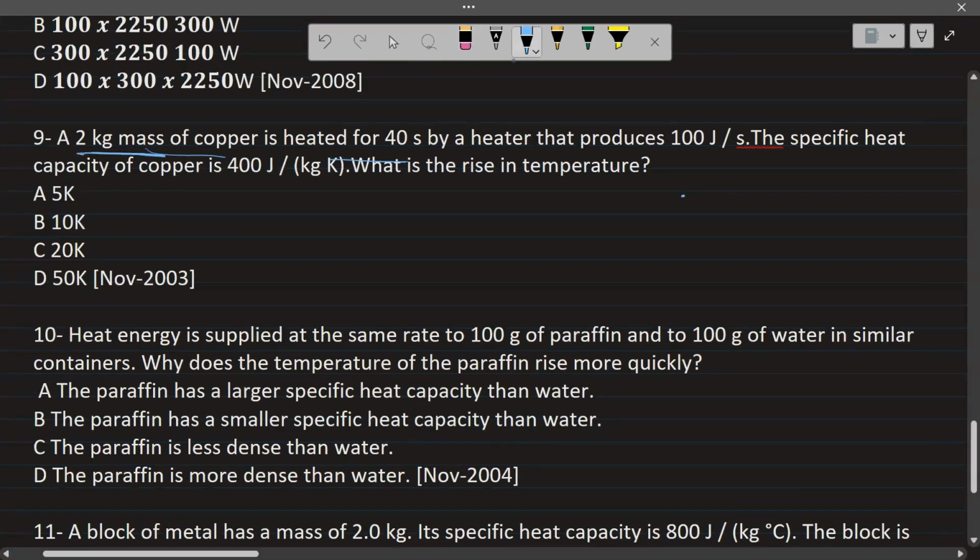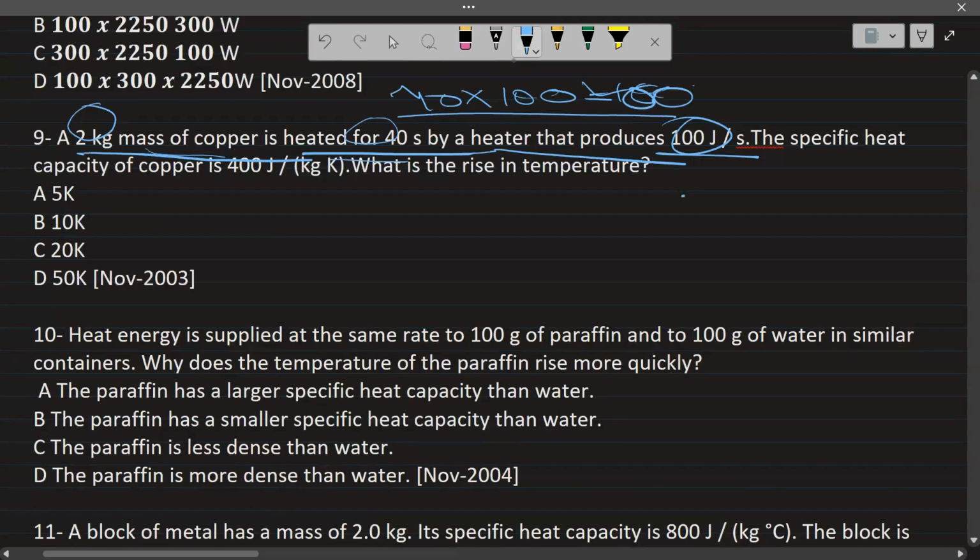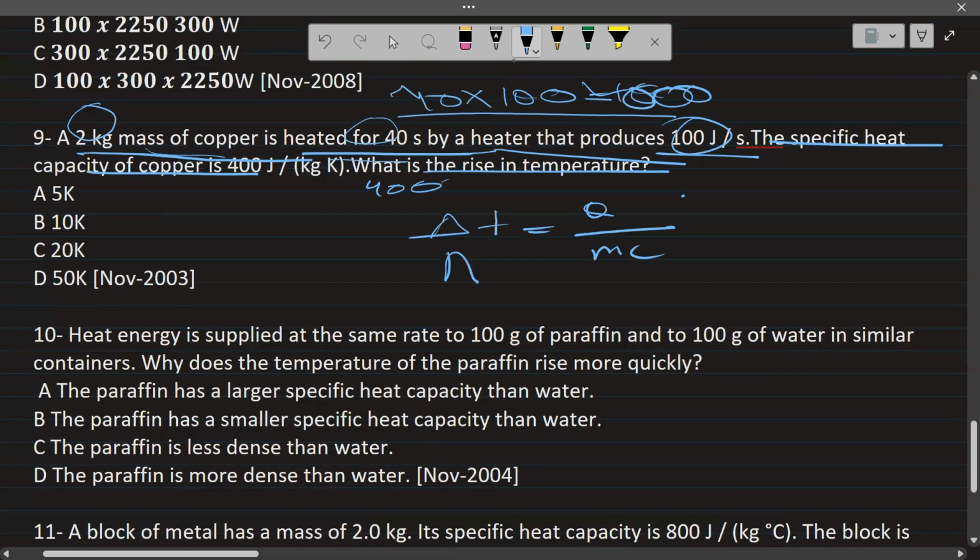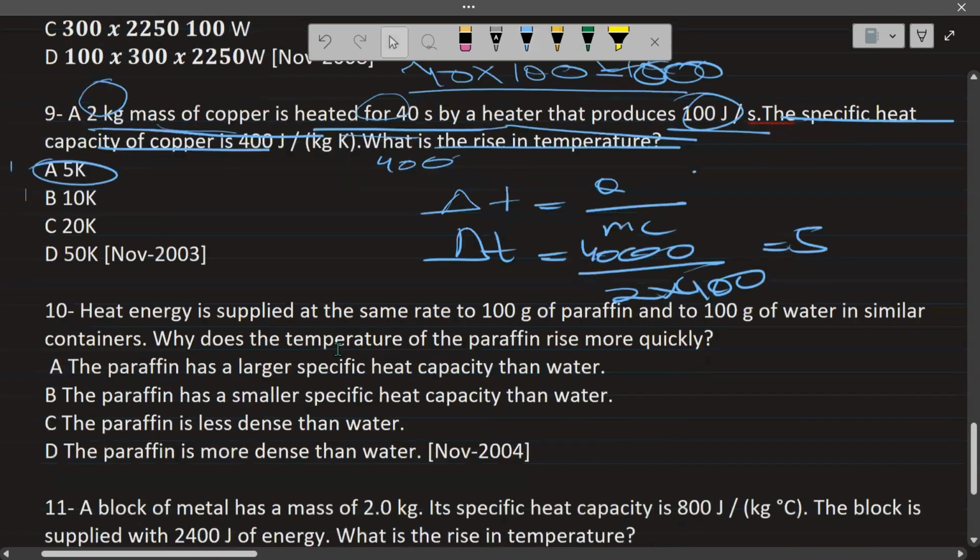Now, in this question, a 2 kg mass of copper is heated for 40 seconds by a heater that produces 100 joules. So we get the energy by multiplying 40 by 100, which is equal to 4,000. And the specific heat capacity is 400. For the rise in temperature, the formula is delta T equals Q upon MC. So Q is 4,000, M is 2 and C is 400. If we solve it, the answer is 5, and A is 5 K.